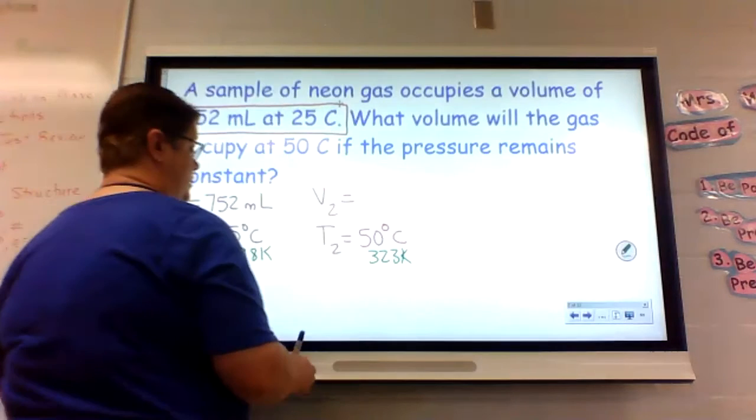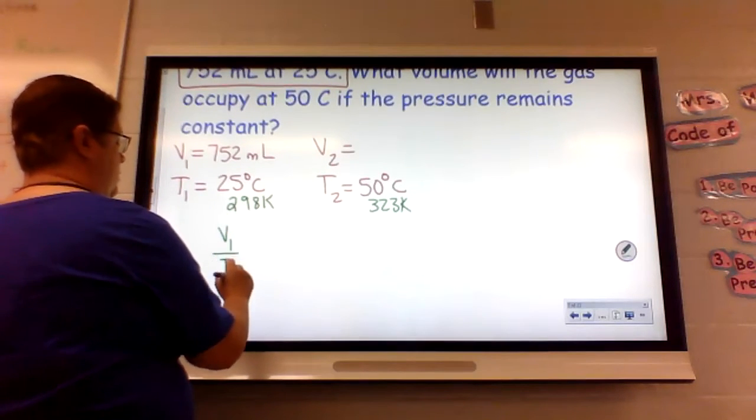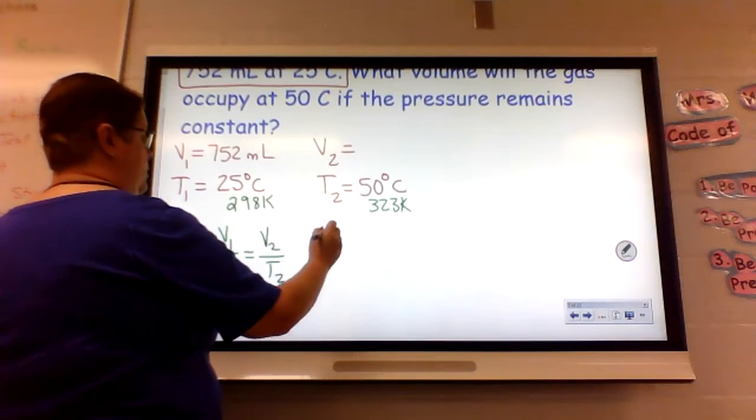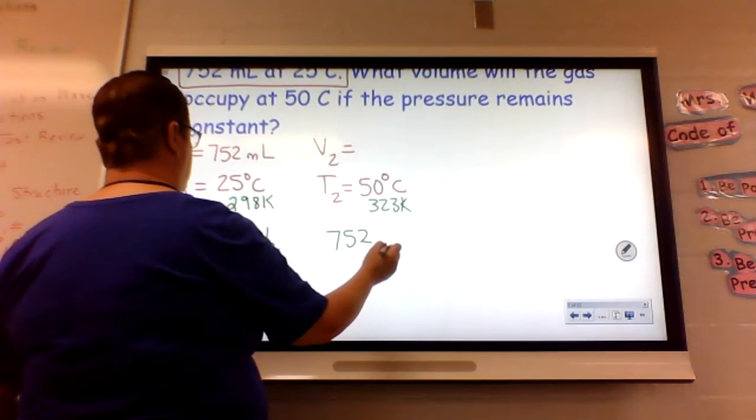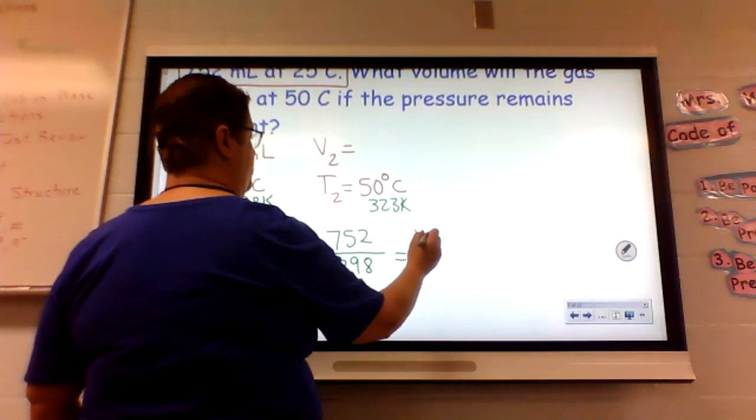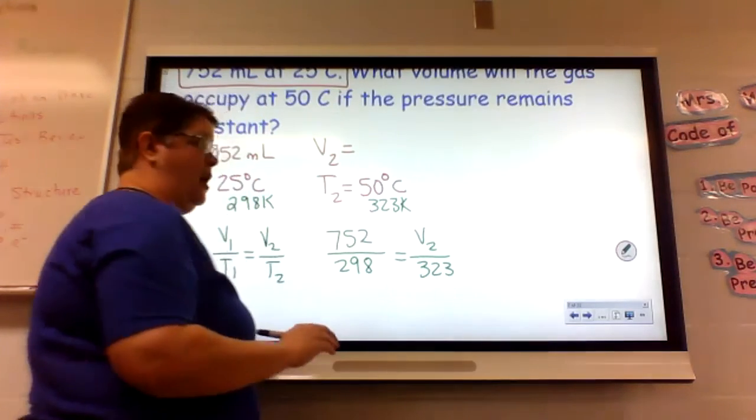All right. So using the formula, V1 over T1 equals V2 over T2. So 752 over 298 equals V2 over 323. Now, you can solve it any way you want to.